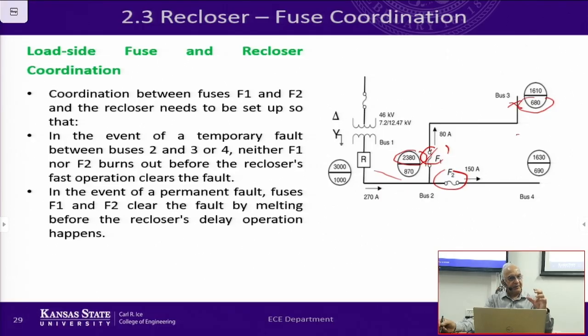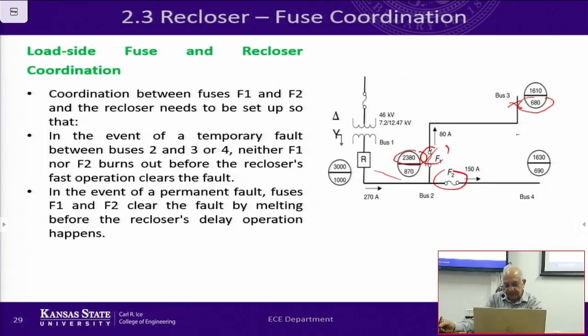So the recloser and the fuses have to coordinate with one another for a fault current of 230 amps maximum and 680, 690 amps. Those are the minimum currents. Okay, so what we are going to do is use these currents to make sure that we have a proper coordination.